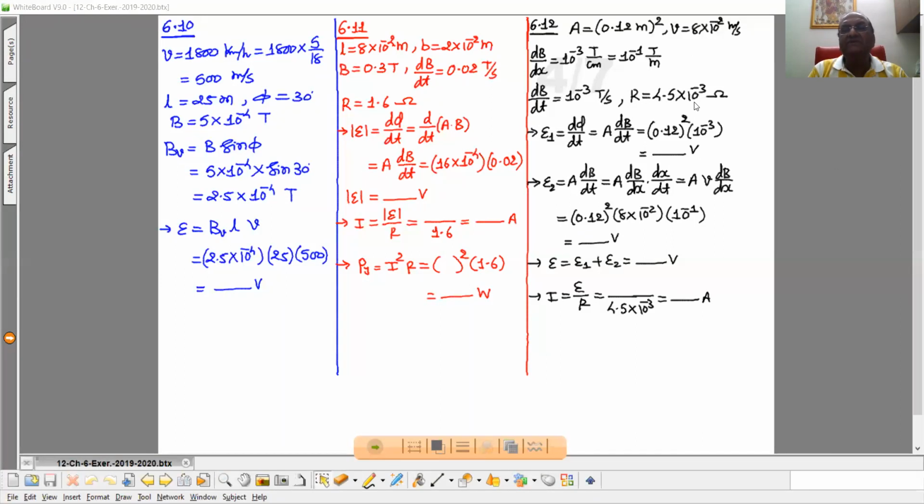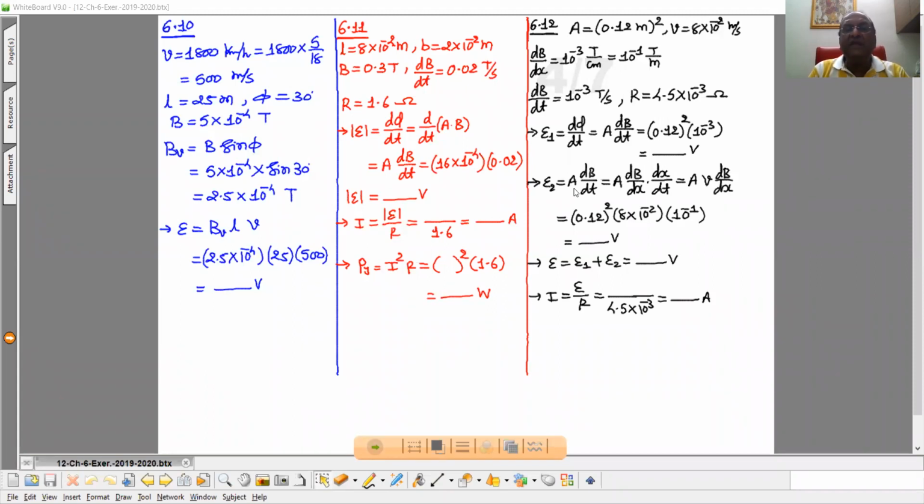So milli means 4.5 into 10 raised to minus 3 ohm. Now EMF induced, that is given by d phi by dt. Phi, that is A into B. A is constant, so we can write A dB by dt. A, that is 0.12 square. dB by dt is 10 raised to minus 3. You will get E1. Now this one is the EMF induced due to change in field with respect to time.